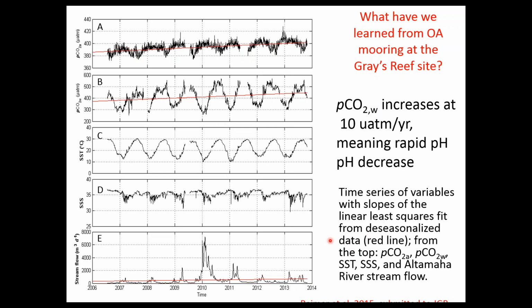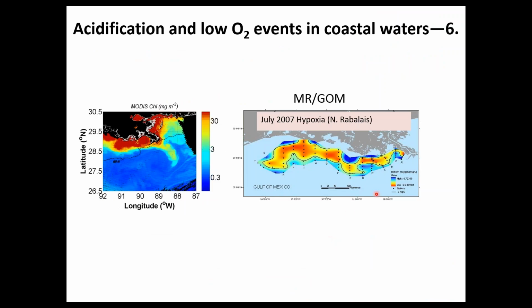All right, let me now move to my study in the Gulf of Mexico, and I just want to use that as an example of how anthropogenic CO2-led acidification can interact with eutrophication and respiration.